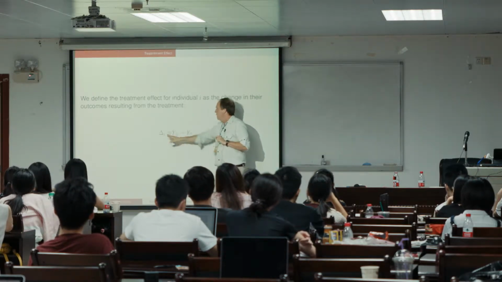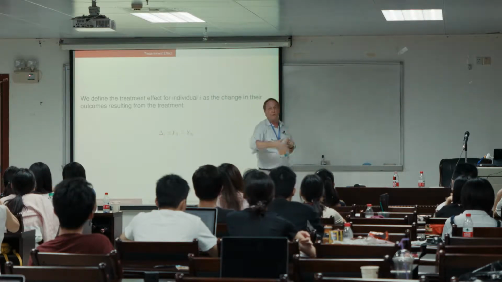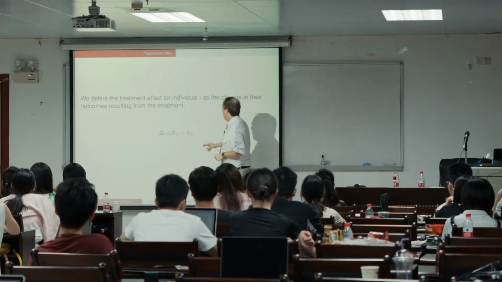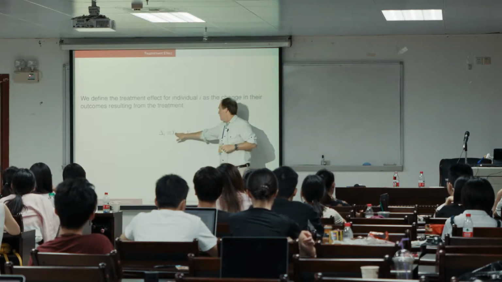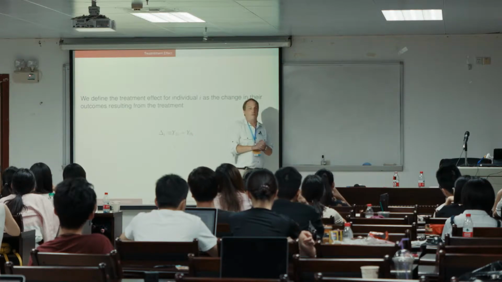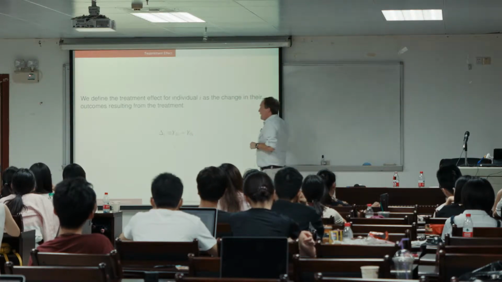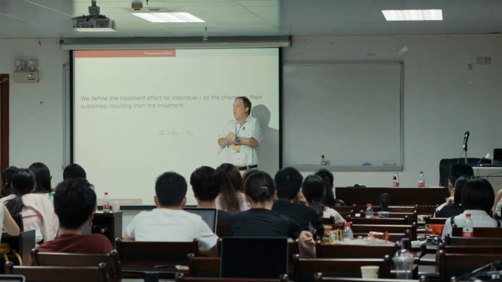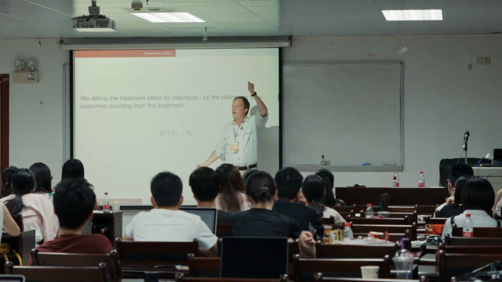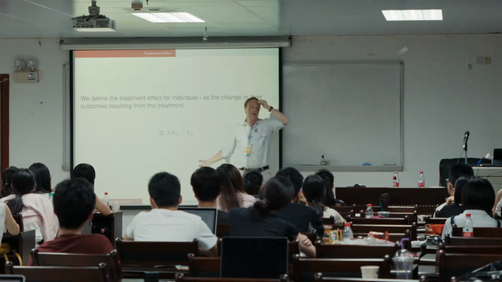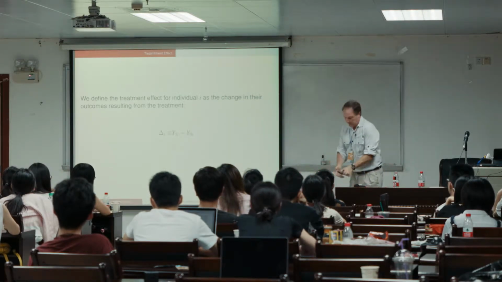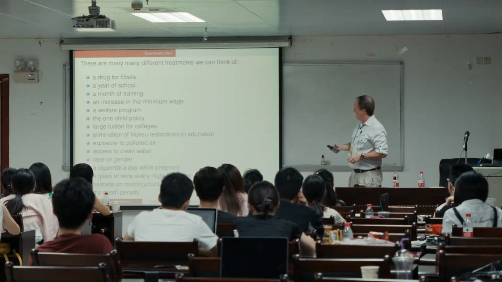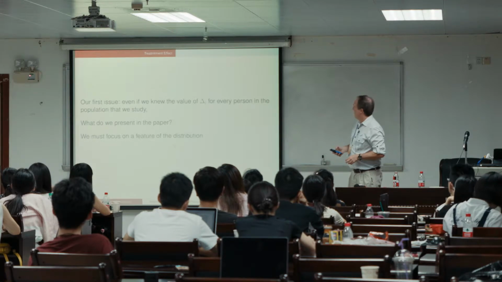So question number one is, suppose that we got to observe delta I for everybody in the data. Suppose somehow you were able to observe Y1 and you're also able to observe Y naught. So for every single person in the data, you observe delta I. Well, what do we do then? We can't just write a paper where we're going to write down delta I for everybody in the data. We need some sort of summary statistic in order to summarize the effect of the treatment. And there are a bunch that people have thought about.